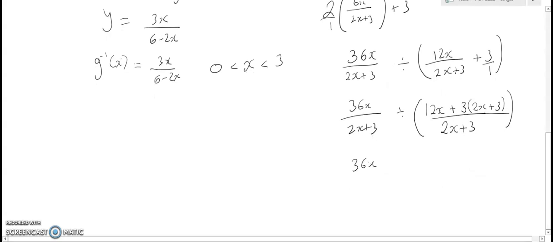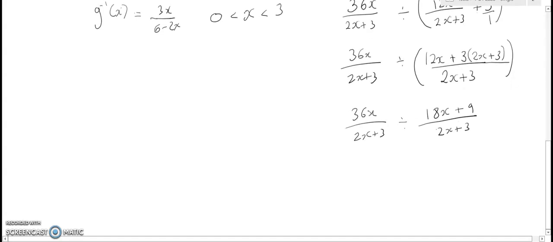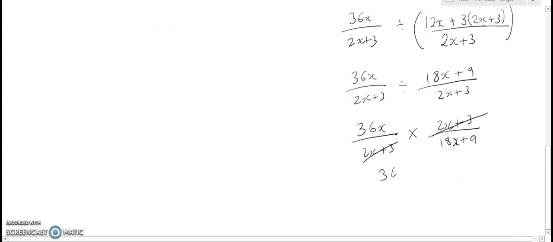And finally, we can almost divide this now. So divided by, in the bracket, we're going to have 12x plus 3 times 2x, which is 6x, so 18x, plus 3 times 3, which is 9, over 2x plus 3. And when we divide fractions, we flip the second fraction and multiply: 2x plus 3 over 18x plus 9. Cross out the 2x plus 3's because they're in opposite diagonals, and so we get 36x over 18x plus 9.